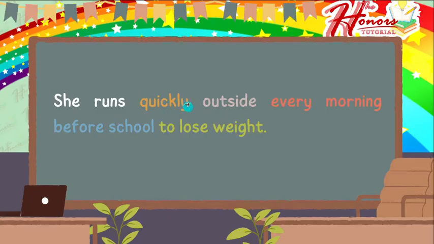Quickly is the adverb of manner. Outside is the adverb of place. Every morning is the adverb of frequency. Before school is the adverb of time. And to lose weight is the adverb of purpose or reason.